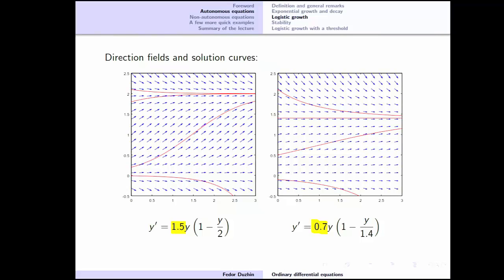Right? So if the coefficient at y is large, it means that the arrows are kind of steep. If it is smaller, then the arrows are not so steep, but they're still positive. So the solutions are growing in this area between 0 and the carrying capacity. Yeah, and the carrying capacity, here it is 2, and here it is 1.4, is an equilibrium solution.